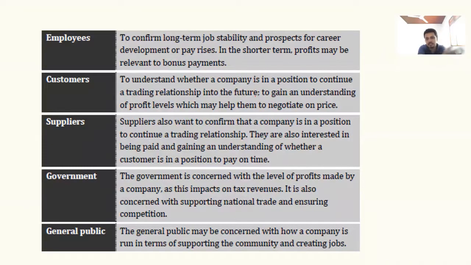So we would need to shift again to another product, which may be a disadvantage that will negatively impact the customers. Therefore, customers will also look into these financial statements in order to assess whether they are able to have a sound trading relationship with that company. Suppliers also want to confirm that the company is in a position to continue a trading relationship.